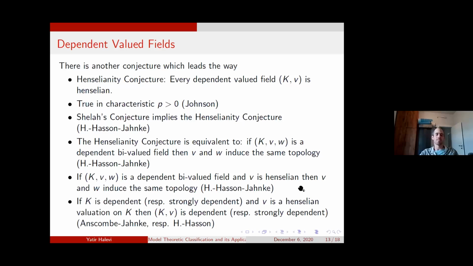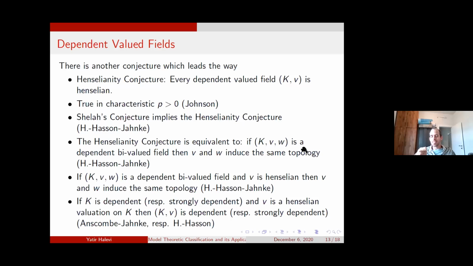And it's a connected result, but not really under it. It's a connected result that if the field is dependent, respectively strongly dependent, which again means that some kind of rank is bounded, and you have a Henselian valuation on the field, then adding the valuation to the structure, I mean adding the predicate, doesn't ruin its tameness. Because imagine, say you have a field, so you can say a certain kind of sentences and formulas. If you add a predicate for the valuation, the complexity of what you can say increases, right? Because you can now talk about the valuation, which you couldn't before.